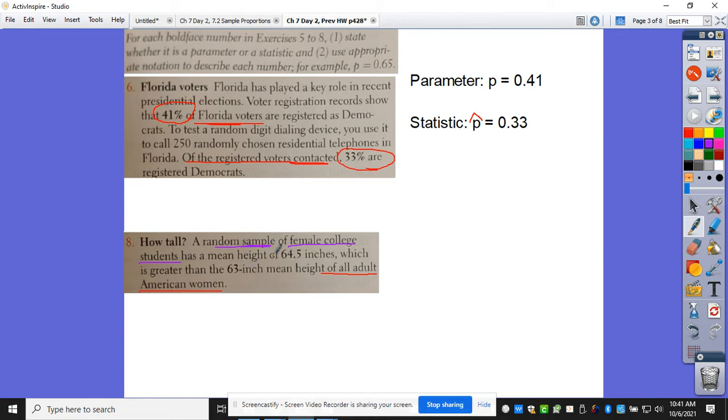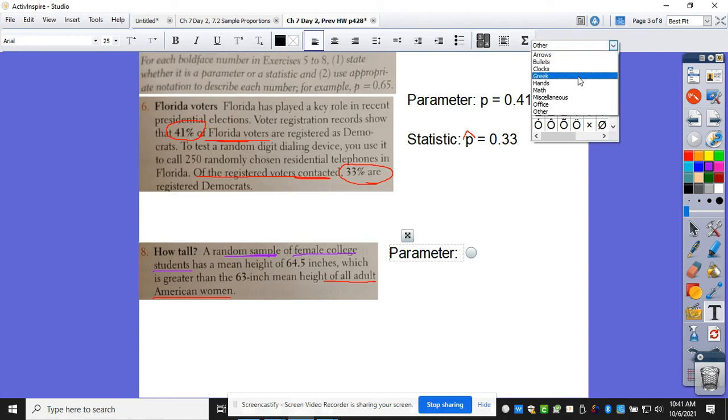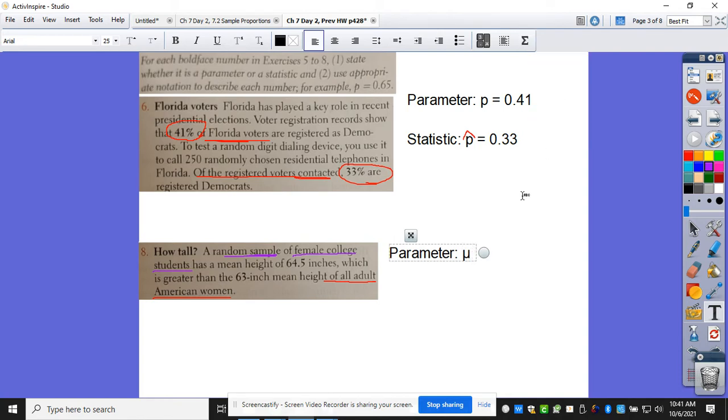This is kind of one of those where it's not randomly selected from the entire population, but we're doing it to be able to compare. So our parameter would be what symbol? Mu. And mu equals what here? 63 inches. And our statistic would be what symbol? X bar equals 64.5 inches.